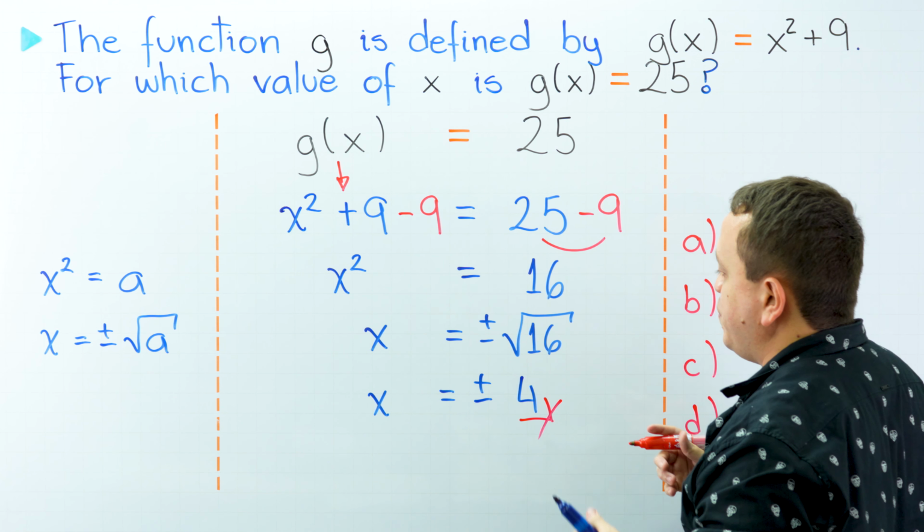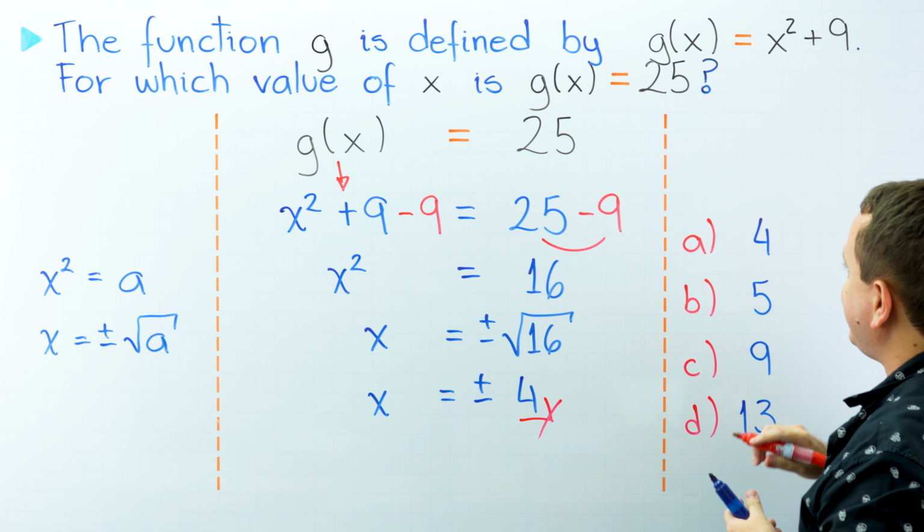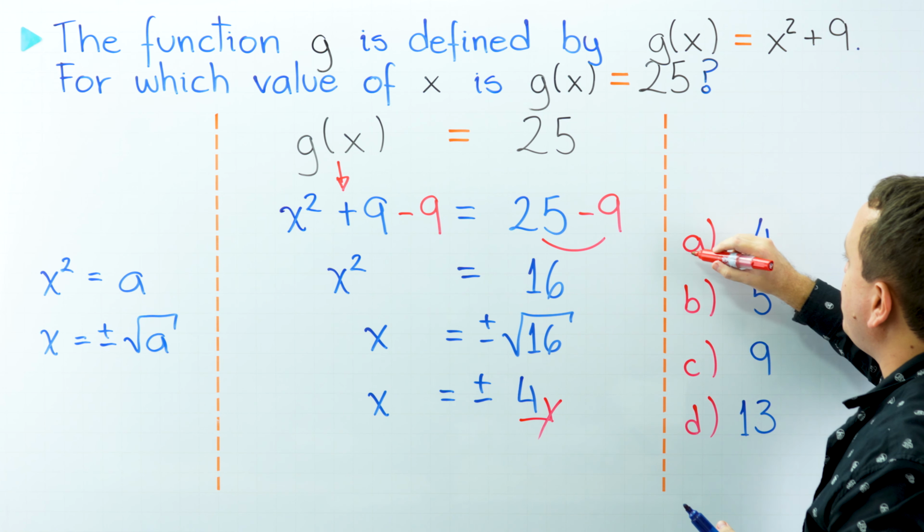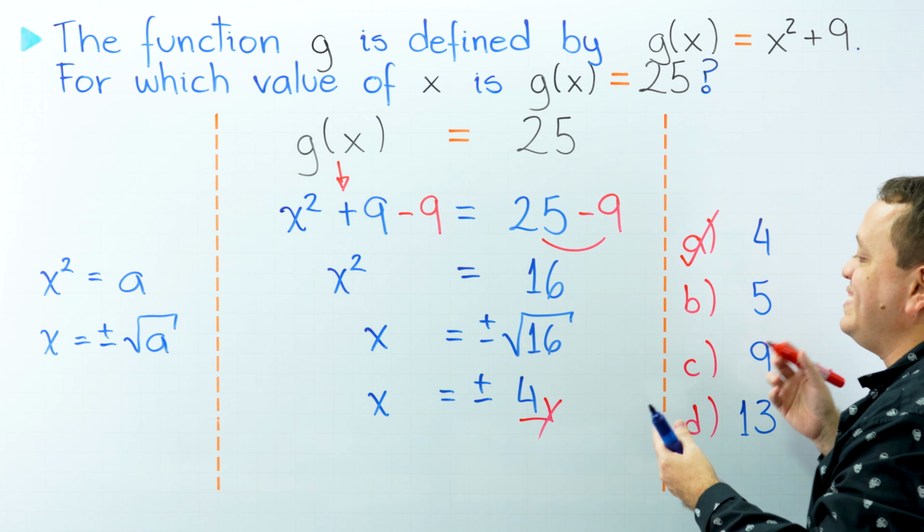Do we have any of these numbers in the choices? Yes. Over here we have positive 4. So choice A is the correct answer.